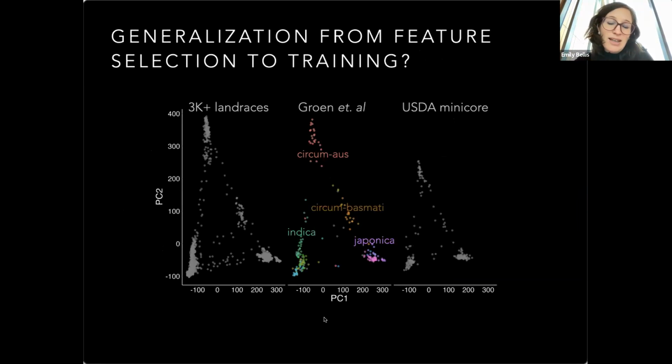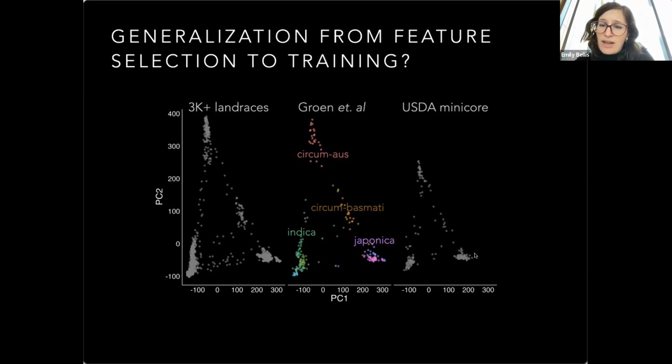So one question was, could there be issues with generalization from our feature selection set, which is the 3,000 rice genomes landraces, to this data set that we actually have phenotype data for in Gruen et al.? I actually don't think that's the case. I think a lot of diverse rice germplasm is well represented in both data sets, as you can see from this figure. This is a PCA.